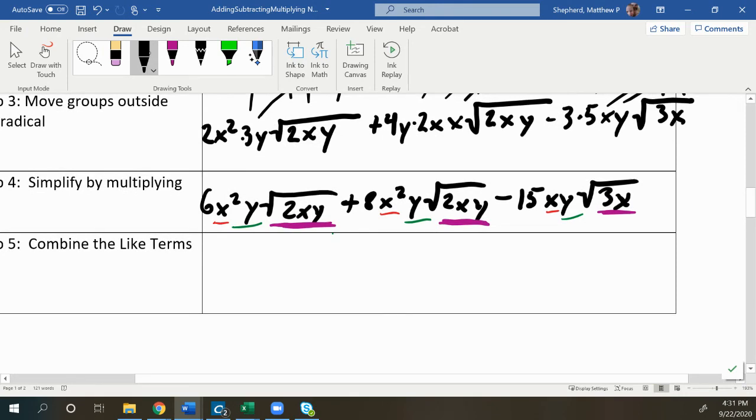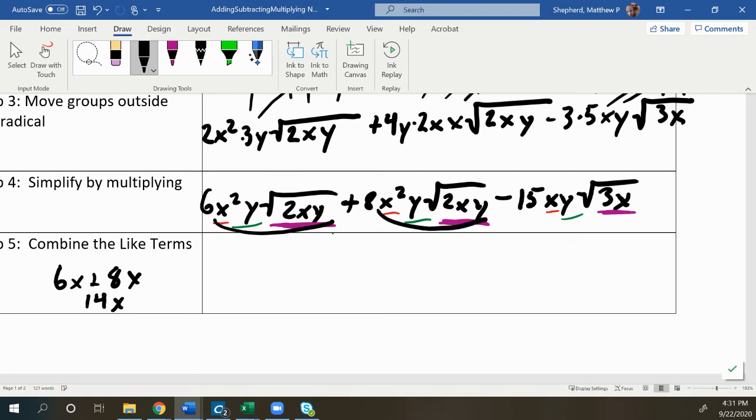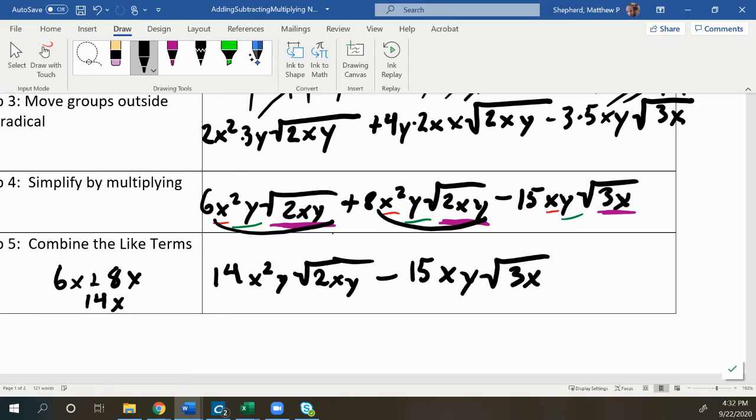But this first one, both of them have x squared y square root 2xy. So just like adding a 6x plus an 8x and getting 14x, we're essentially just doing 6 of this plus 8 of this, and it's the same in both, and we get 14 of that particular expression. Then we'll tag on the minus 15 xy square root 3x. Okay.